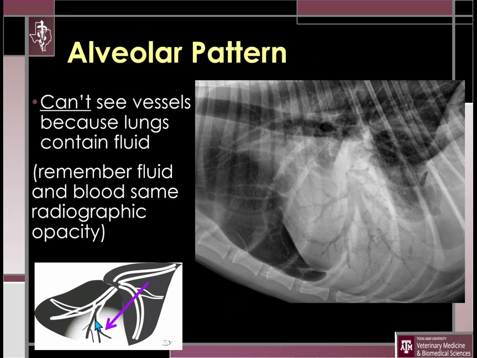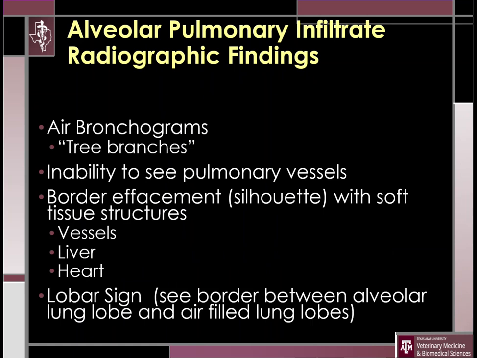So here's the air bronchogram illustrated graphically for you. So there's air still coming and branching. We no longer see the vessels. We have that airway coming and branching. So fluid is the same opacity as blood, and so we can no longer see those vessels. You'll also notice that we no longer see the demarcation with the heart or the liver because of the border effacement of the soft tissue or fluid opacity.